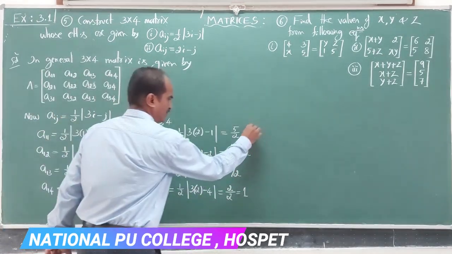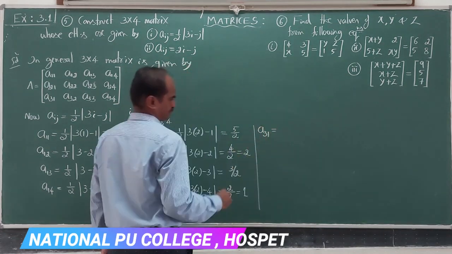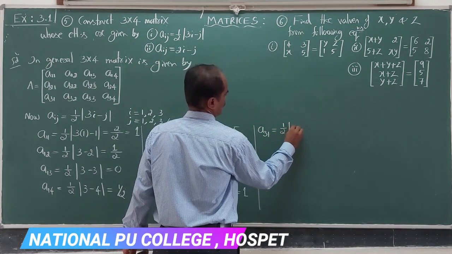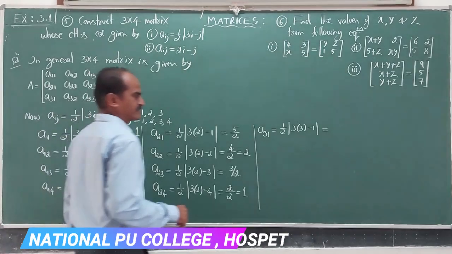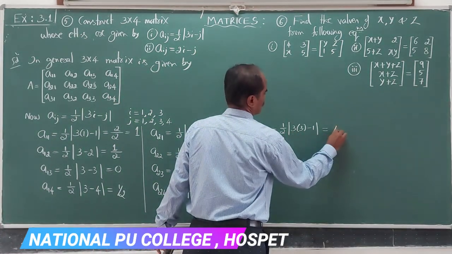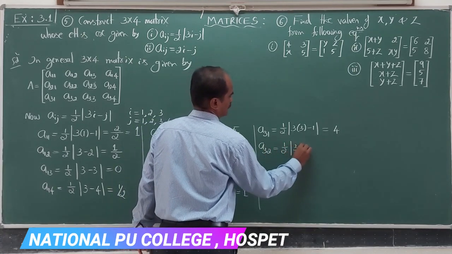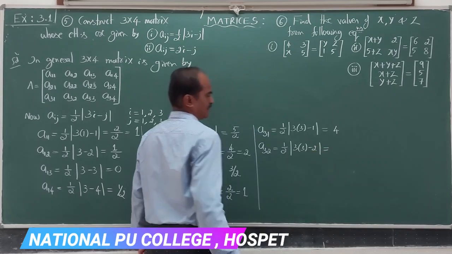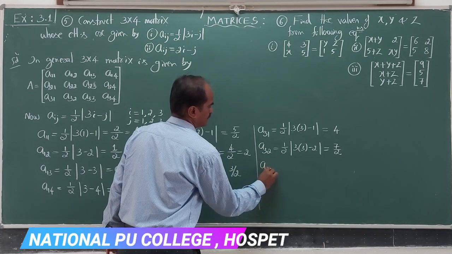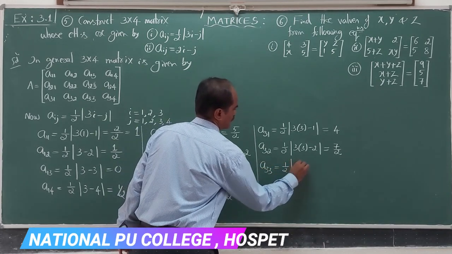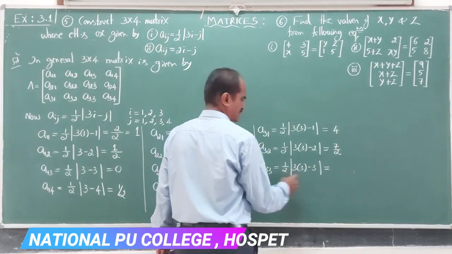Now, let me find the third row elements. It is A31, it is half of modulus of 3 times 3 minus 1, because it is 3i minus j. 9 minus 1, 8. 8 by 2, 4. A32 is half of modulus of 3 times 3 minus 2. It is 9 minus 2, 7. 7 by 2. A33 is half of modulus of 3 times 3 minus 3. It is 9 minus 3, 6. 6 by 2, it is 3.